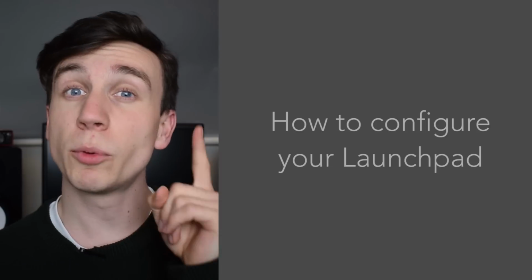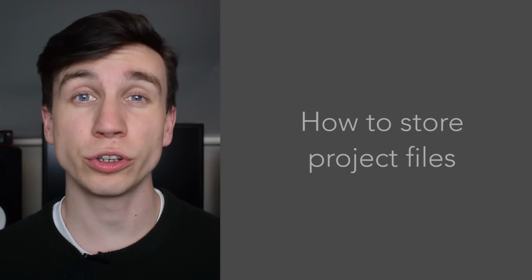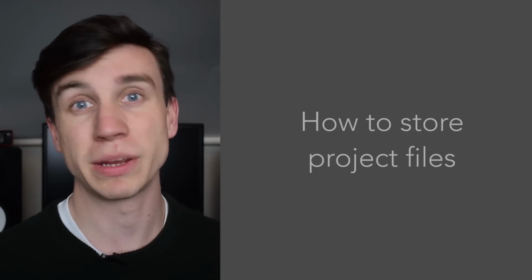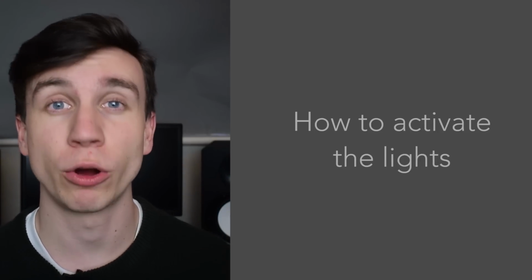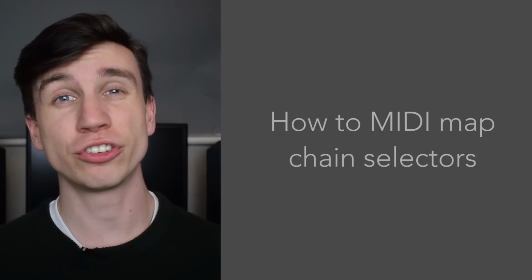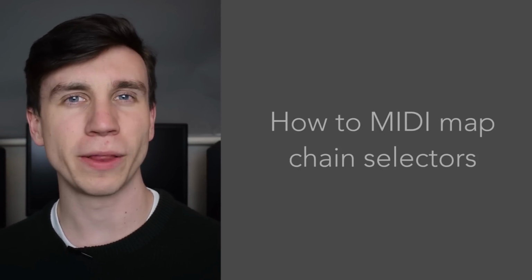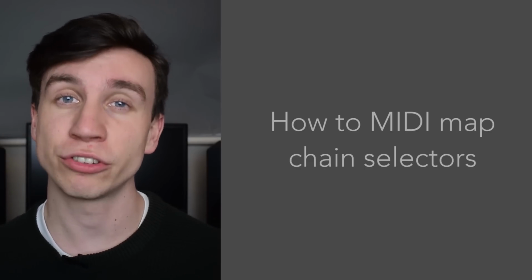So here are the main 4 points that I'm going to be covering in this video to help you overcome these issues. Number one, how to configure your Launchpad with Ableton. Number two, how to store your project files so you don't get errors like media files missing or samples offline. Number three, how to get the lights working on your Launchpad. And number four, I'm going to show you how to set up a MIDI map for the chain selectors. And essentially what that means is how to set the row of buttons on the side of the Launchpad to change page throughout the song.